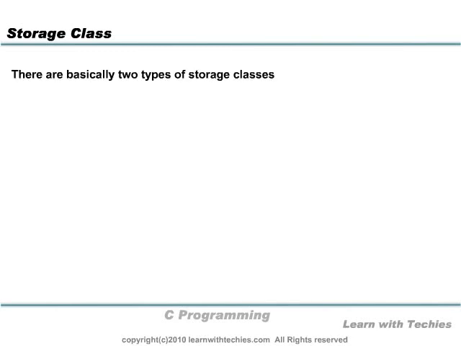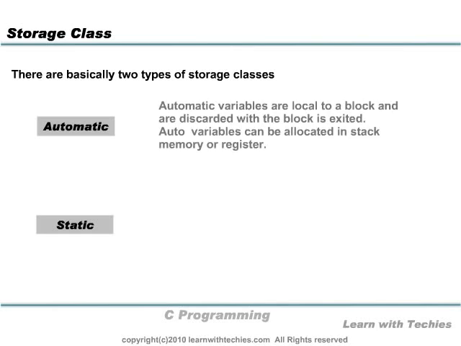Basically, there are two types of storage classes. They are automatic and static. Automatic storage means that the memory is allocated for the variable when the control enters the block where the variable is defined. And the same memory will be discarded the moment we exit the block. By discard, it just means that the memory doesn't belong to that variable anymore.